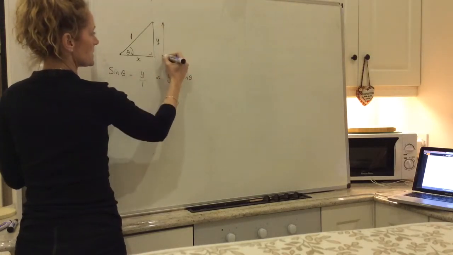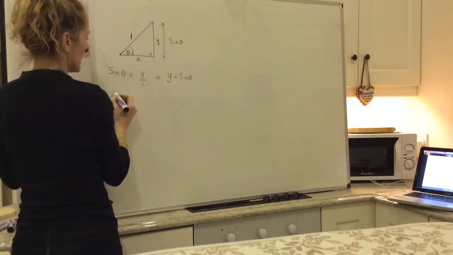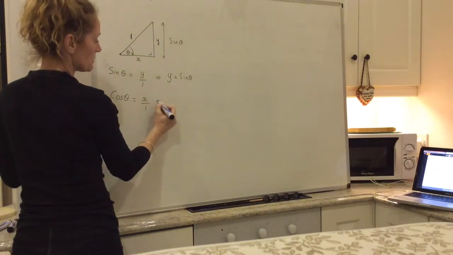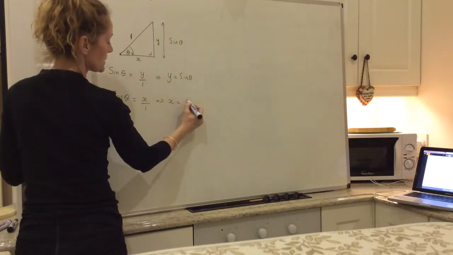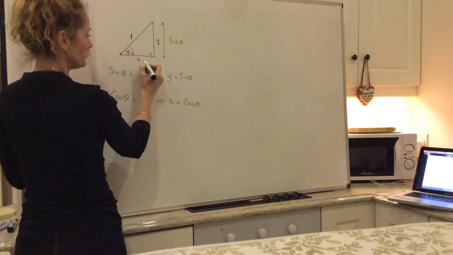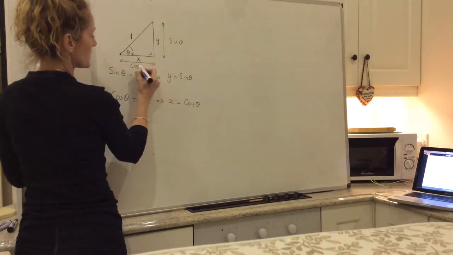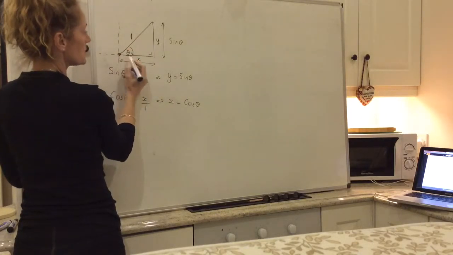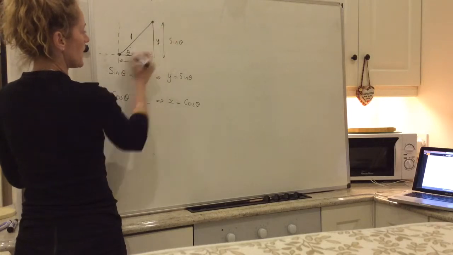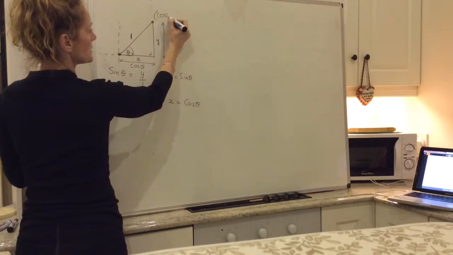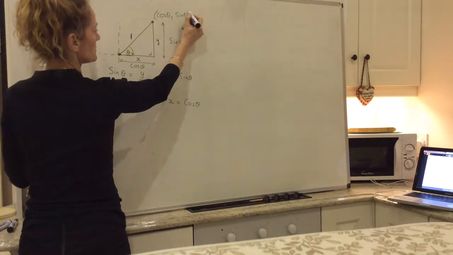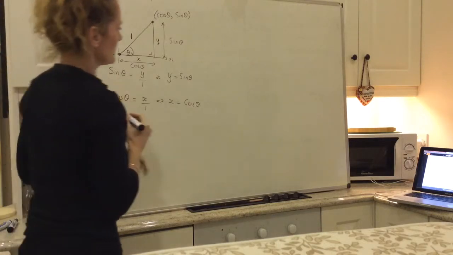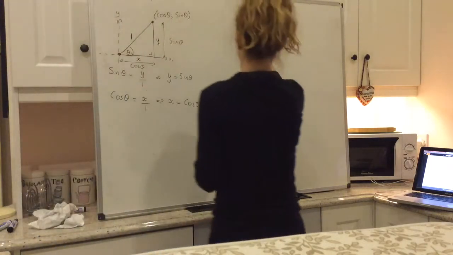So this length is sine theta. And cosine theta is equal to our adjacent over our hypotenuse, which tells us that our x value is just equal to cosine theta. So from here to here is cosine theta. If this was my 0, 0 point just here, my coordinate would be out cosine theta, up sine theta. That was my y-axis and that was my x-axis. Bearing that in mind, I'm going to draw the unit circle over here.